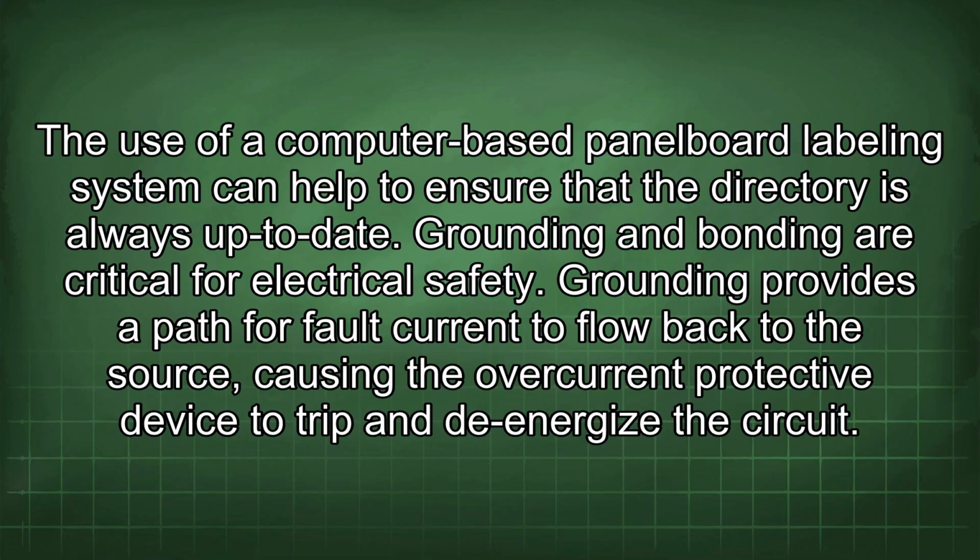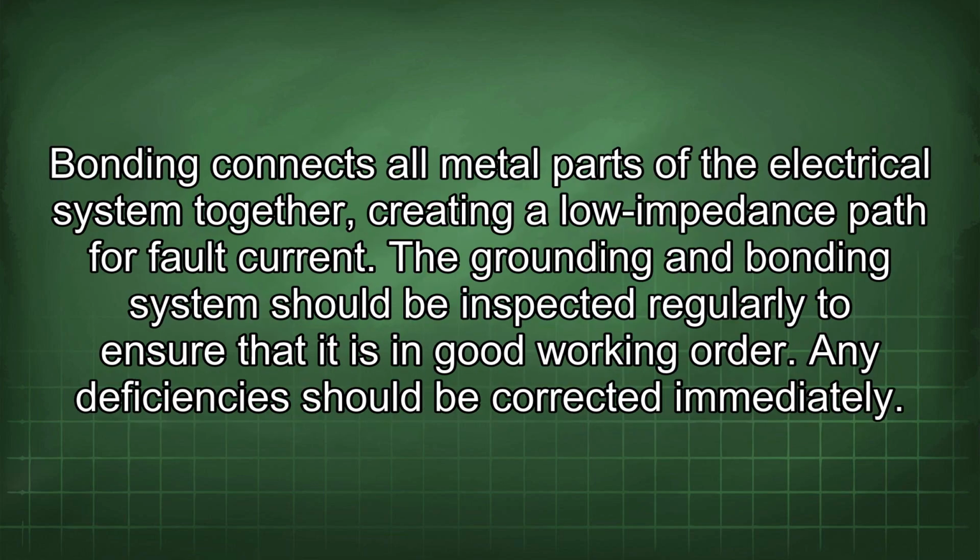Grounding and bonding are critical for electrical safety. Grounding provides a path for fault current to flow back to the source, causing the overcurrent protective device to trip and de-energize the circuit. Bonding connects all metal parts of the electrical system together, creating a low impedance path for fault current. The grounding and bonding system should be inspected regularly to ensure that it is in good working order. Any deficiencies should be corrected immediately.